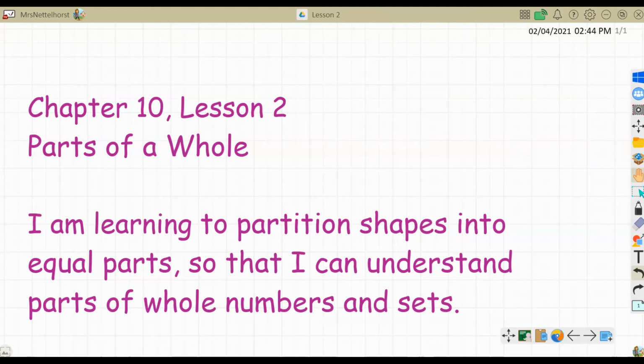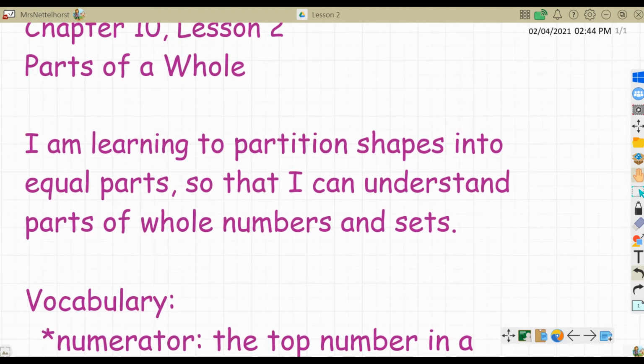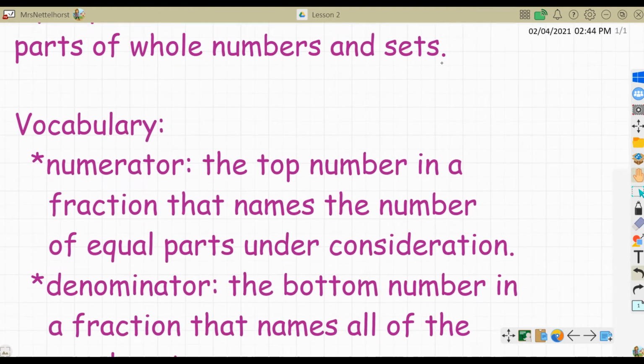Hi, boys and girls. Today we are doing Chapter 10, Lesson 2, Parts of a Whole. So our learning intention is: I am learning to partition shapes into equal parts so that I can understand parts of whole numbers and sets. So let's talk about some vocabulary.